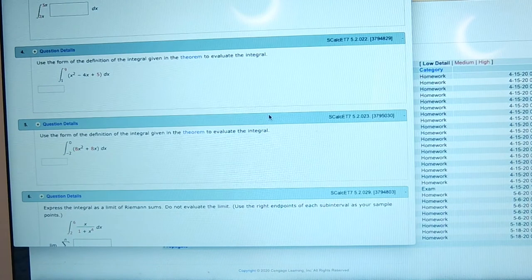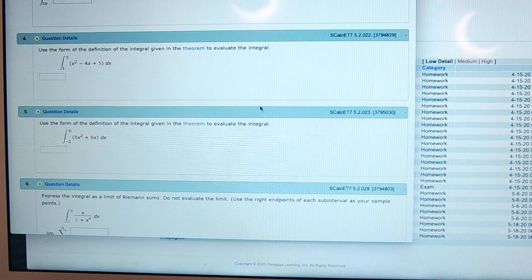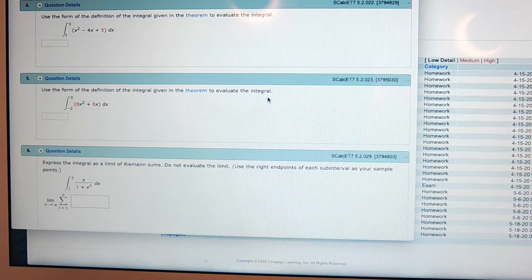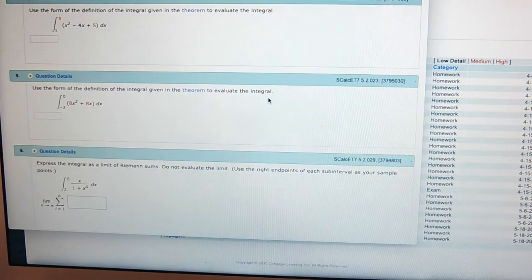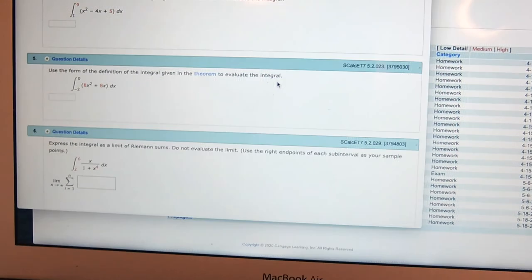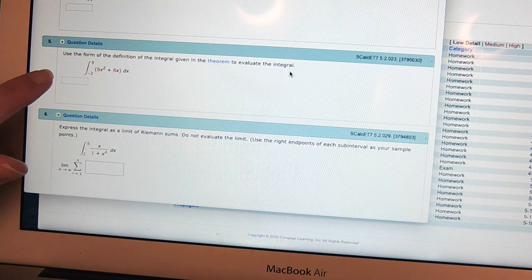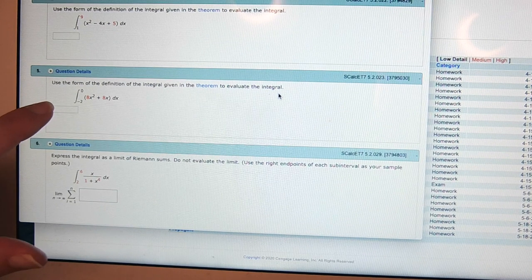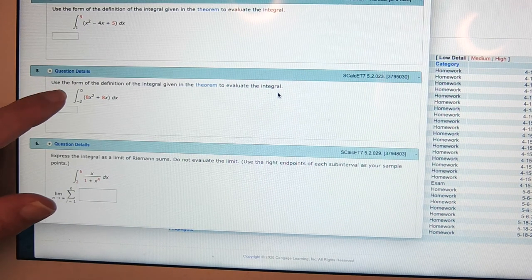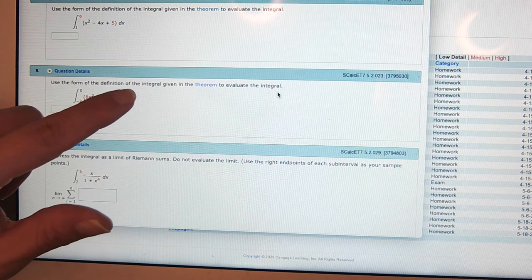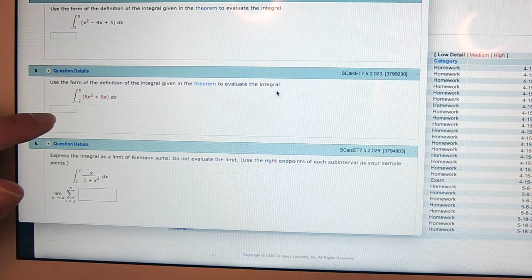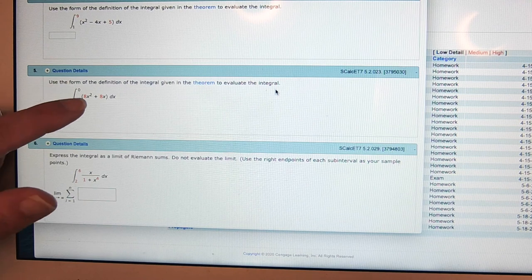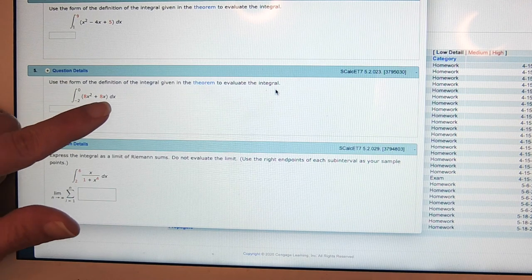So look at these questions. Okay. Can you see that? Yeah, we could see it. Cool. This one, number five. Okay, I know you haven't tried yet. This is 5.2. They are saying to use the form of the definition for the integral, giving this theorem, to evaluate it. So this is the integral from -2 to 0 of 8x squared plus 8x dx.